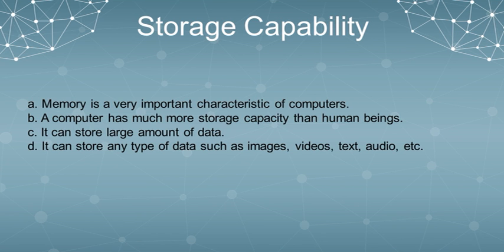Storage capability. Memory is a very important characteristic of a computer. A computer has much more storage capacity than human beings. For example, we can remember only 2-3 days of data, but a computer allows us to store a huge amount of information. It can store a large amount of data compared to a human being. It can store any type of data such as image, video, text, audio, etc.